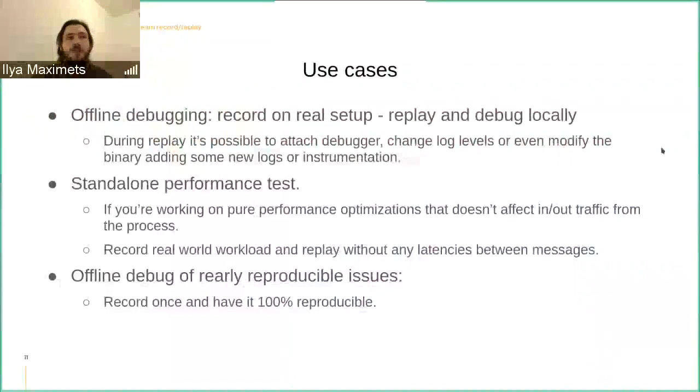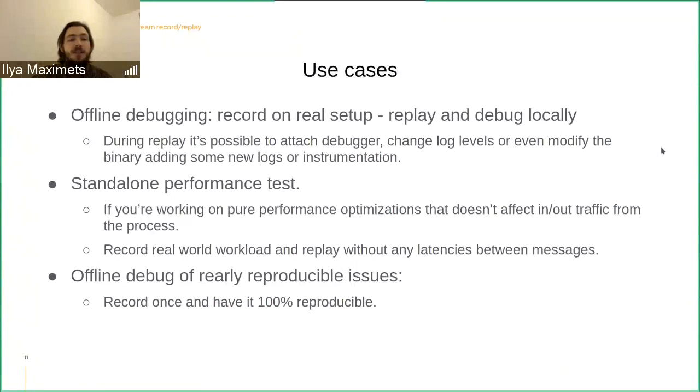For the use cases of this functionality, the first is offline debugging. You could record on a real setup and replay and debug locally. During replay, it's possible to attach a debugger, change log levels, or even modify the binary, adding some new logs. If you are able to fix the issue, you could test with replay and check that the behavior changed.